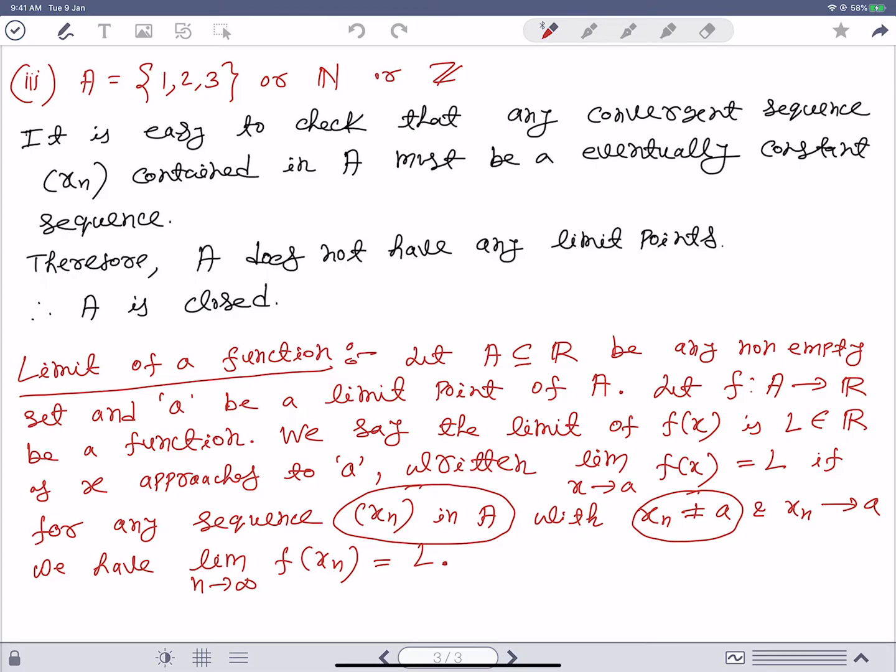So why can we always choose this type of sequence? Because a is a limit point of the set, right? Since a is a limit point of the set A, we can choose such a sequence xn in A such that xn not equal to a and xn converges to a. Now if for any arbitrary sequence in A with this property we have f(xn) converges to L, then we will say that L is a limit of the function f as x approaches a. Now note that here L may not be equal to f(a), and the function may not be defined at the point a.